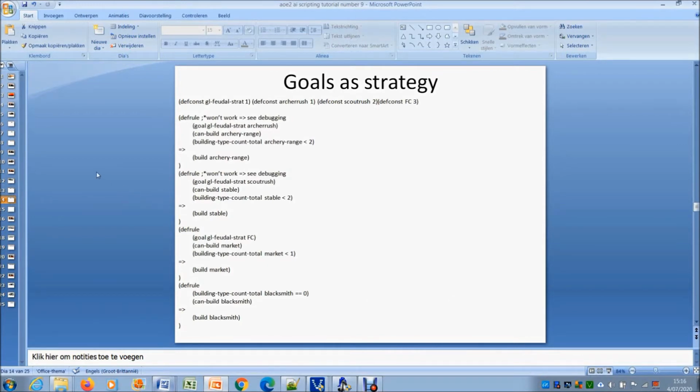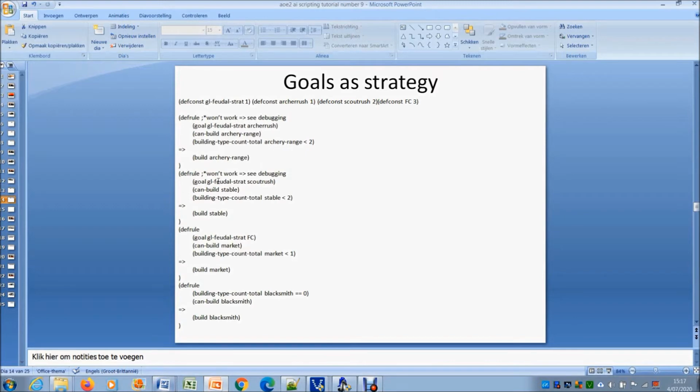Depending on our goal, and this is the personality or strategy level, we make a def rule: goal feudal strat archer rush, can build archery range, building type count total archery range is smaller than 2, build an archery range. This means we will build 2 archery ranges if the goal feudal strat is set to archer rush.